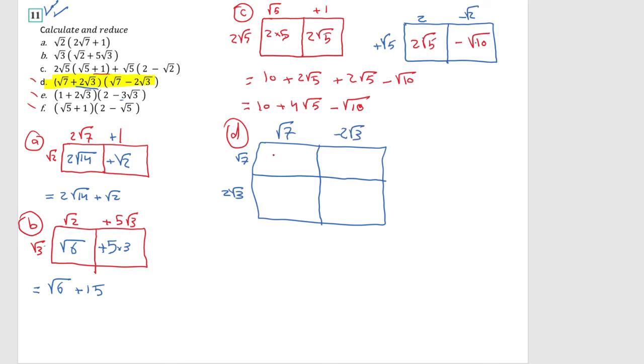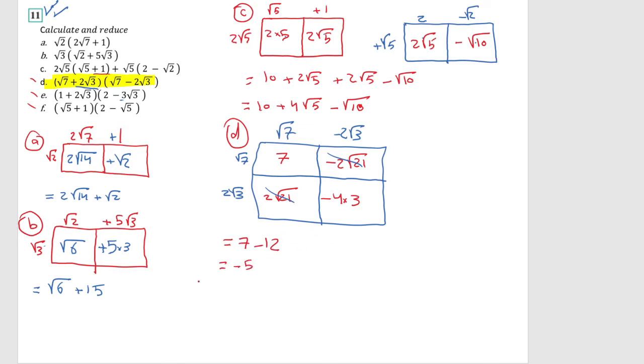Radical 7 times radical 7 is 7. Radical 7 times minus 2 radical 3 is minus 2 radical 21. Okay? 2 radical 3 times 7 is 2 radical 21. 2 radical 3 times negative 2 radical 3: first, the sign here is negative. 2 times 2 is 4, times radical 3 times radical 3 is 3. The final answer: this will be cancelled with this one, and when you add all together it will be like this. Then here we are left with 7, 4 times 3 is 12, so 7 minus 12, the answer is negative 5. Okay.